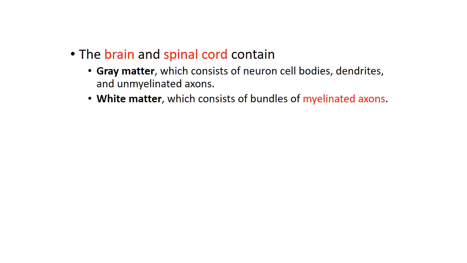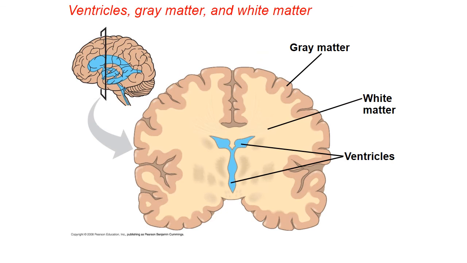Two specific color regions can be found in the brain and the spinal cord, the gray matter and the white matter. Usually the gray matter consists of neuron cell bodies and the white matter consists of bundles of myelinated axons. If you take a longitudinal section of the brain, you can see that the gray matter is at the peripheral part and the white matter is inside the brain.